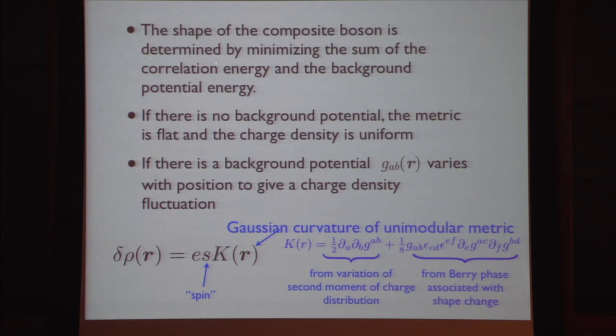The shape of the metric is determined by the interactions, which determine the shape of the correlation hole. So the metric is really the shape of what stabilizes the incompressible state: it binds flux to the particles, and the metric is really the shape of the flux attachment. So it's really the shape of the composite object.